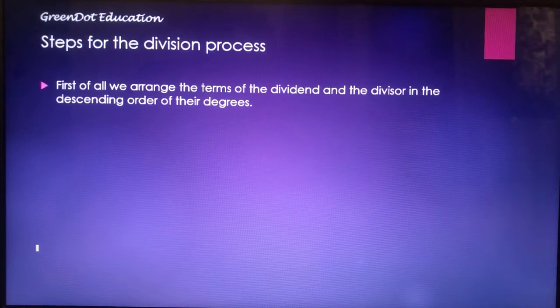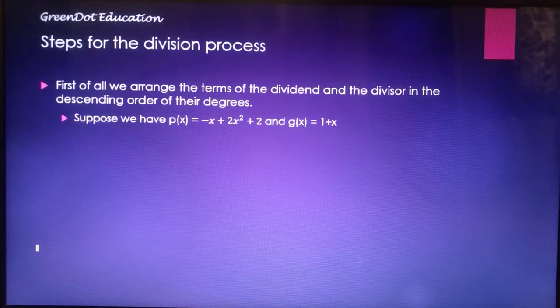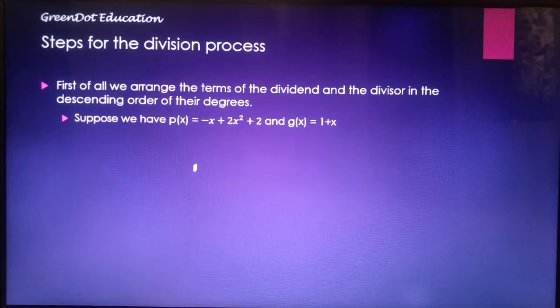So for understanding this, let's take an example. Suppose we have a polynomial p of x equal to minus x plus 2x square plus 2. Here we can see that the degree of this polynomial is 2, right? But it is not the first term. So to arrange it in the standard format, we have to arrange the terms according to the descending order of their degrees. And another polynomial, g of x, is 1 plus x.